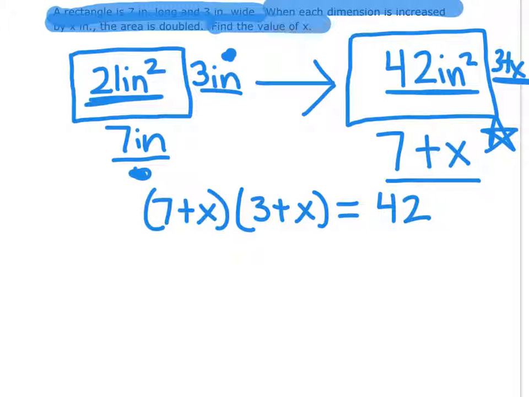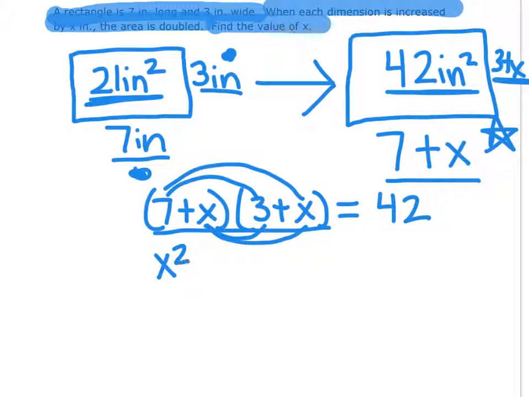So what we're going to do now is multiply these two by using the FOIL method. So I would multiply there and there, there and there. If I FOIL that and multiply it out, I would get x squared plus 10x plus 21. That equals 42.